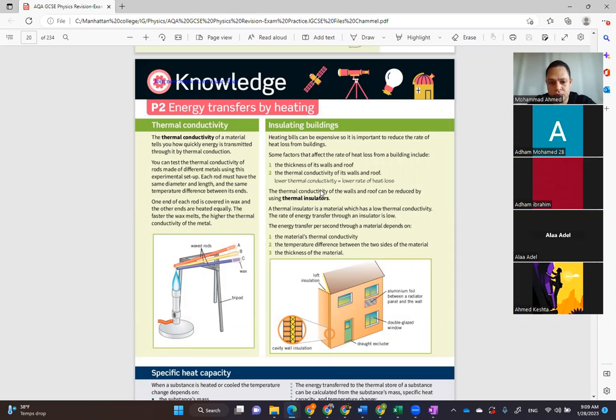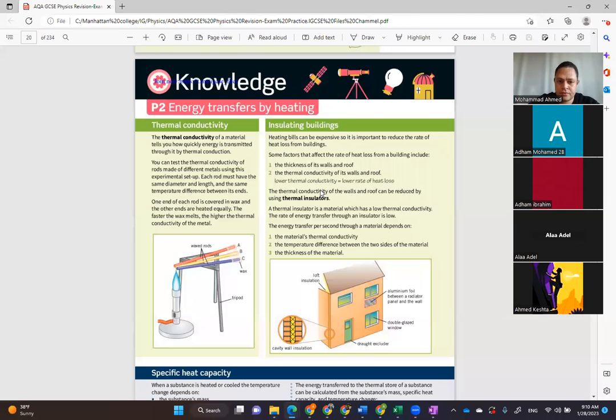So now we're going to see how the energy transferred per second through a material and what factors affect the energy transfer. The first factor is the thermal conductivity. The energy transfer through the material is affected by the thermal conductivity. Number two, the temperature difference between the two sides of the material. Number three, the thickness of the material.